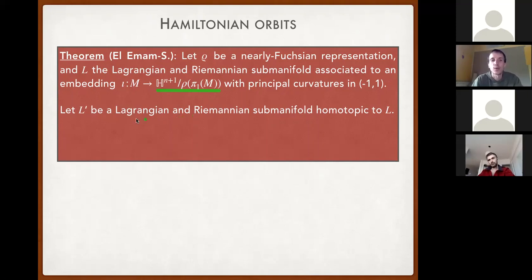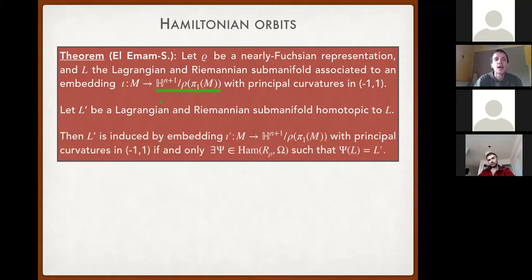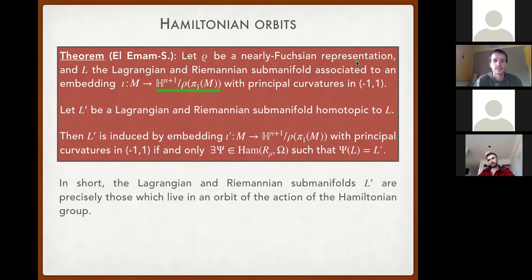And I want to ask the question: when does also L prime come from an embedding I prime? Well, the answer is L prime comes from an embedding I prime, exactly as L does, and this embedding has principal curvatures in minus 1, 1, if and only if there is a Hamiltonian symplectomorphism which maps L to L prime. Is the statement clear? Very.